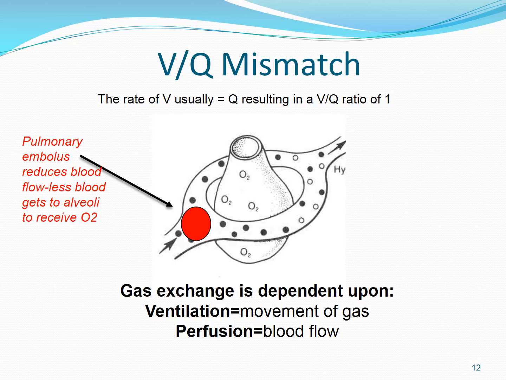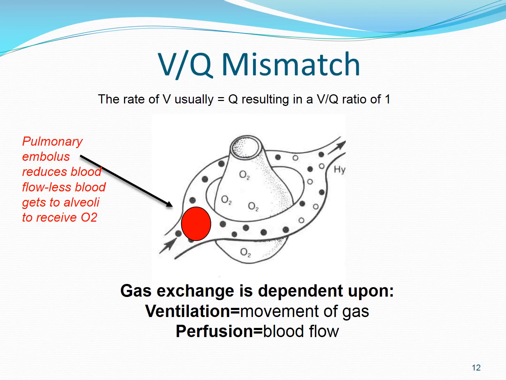And this type of VQ mismatch, where we have bad perfusion, is most commonly caused by a pulmonary embolism. So you can see here, there's plenty of oxygen sitting in that alveolus, ready to be diffused into the bloodstream, but we have a big clot blocking the blood from even getting there. So a PE is a very common cause of VQ mismatch.